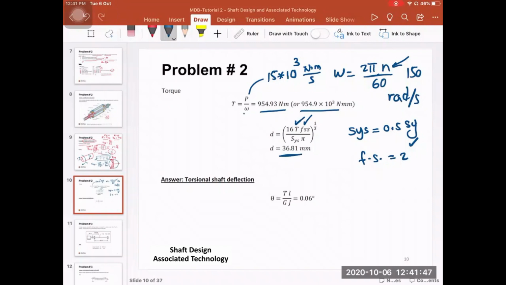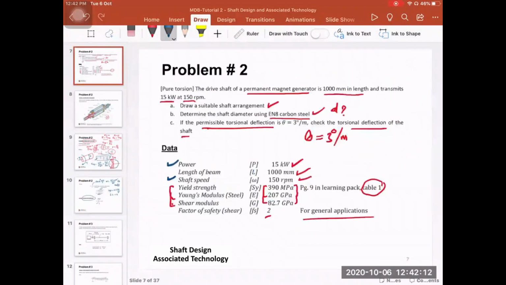Next, the third part in this problem, they are asking us to calculate the torsional shaft deflection. Remember, theta is TL over GJ. T is the torque, L is the length of the shaft, G and J. J is the polar moment of area, and G is the shear modulus of the shaft. If I go back here, you see it was given, the shear modulus of the shaft is given here as 82.7 gigapascal, okay?